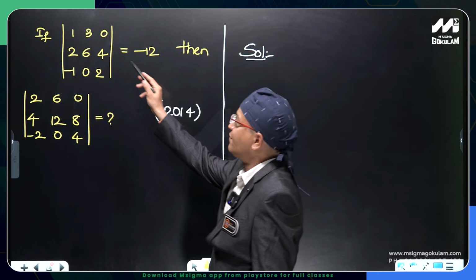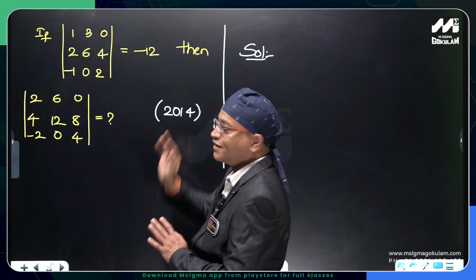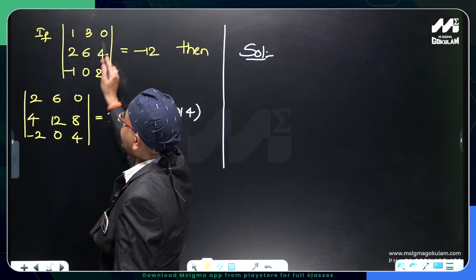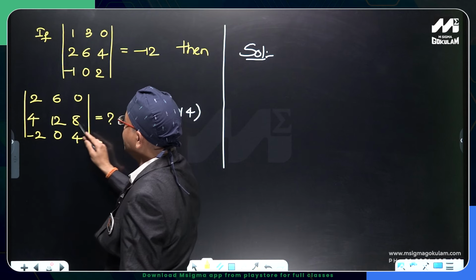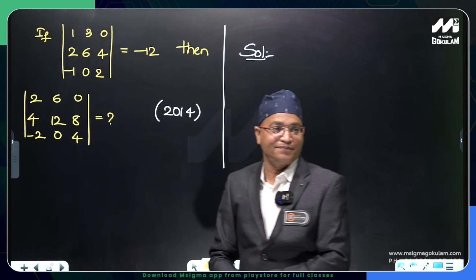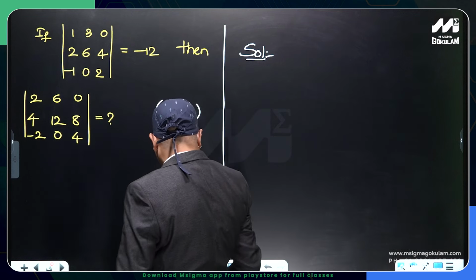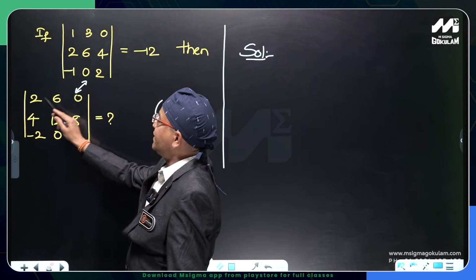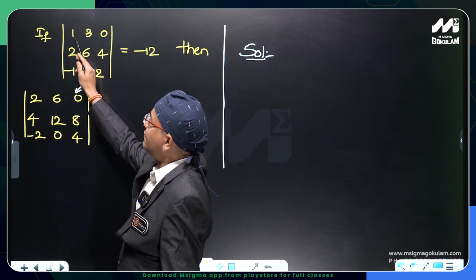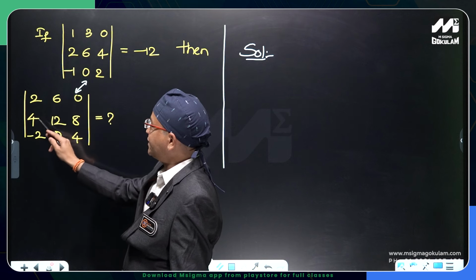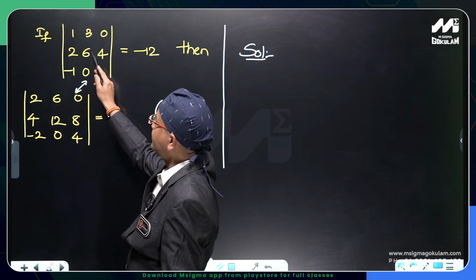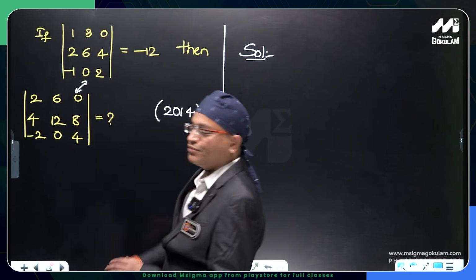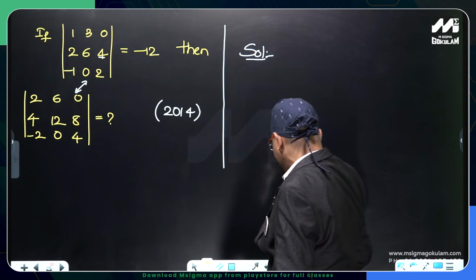You see here, if the determinant of the matrix 1, 3, 0, 2, 6, 4, minus 1, 0, 2 is given already, then what is the determinant of this matrix? You observe carefully. Here 130, here 260, here 264, 4128, minus 102, minus 204. Clear? So, is there any link between these two? You observe. Here 130, here 260 means multiplied with 2. 2 into 1, 2 into 3, 2 into 0. Here 264, here 4128, so 2 here, 4 here, 2 into 2. 6 here, 12 here, 2 into 6. 4 here, 8 here, 2 into 4. Minus 1 into 2, 0 into 2, 2 into 2.